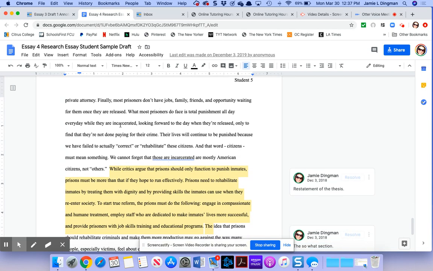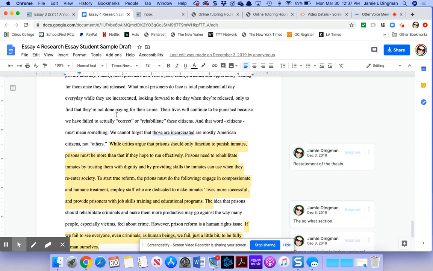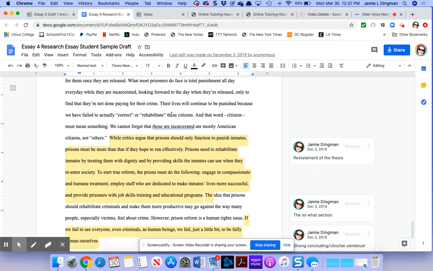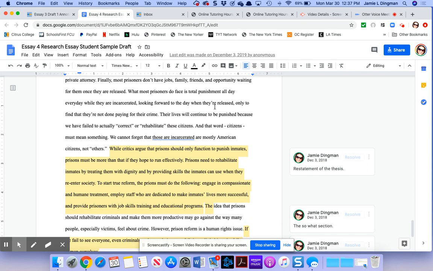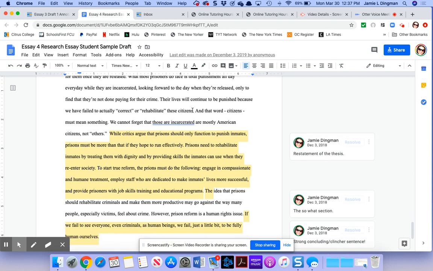So this person's doing a really good job of introducing this issue, right? And explaining that since most people don't have those things, maybe we should consider giving them those things while they're in prison so we can reduce the likelihood that they'll reoffend, end up right back in the system, and we, the taxpayers, have to end up paying for that over and over and over.